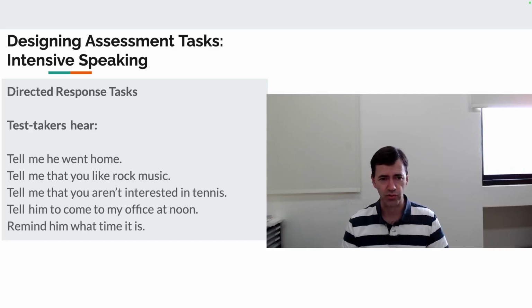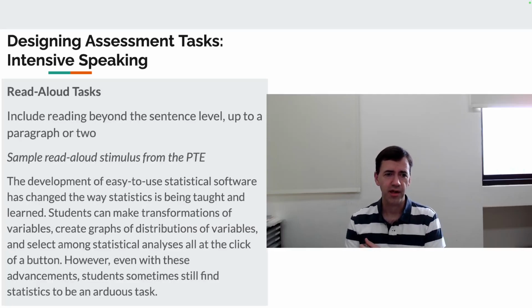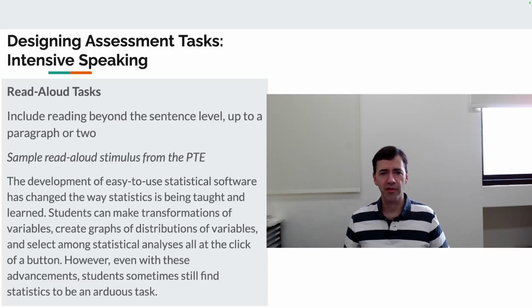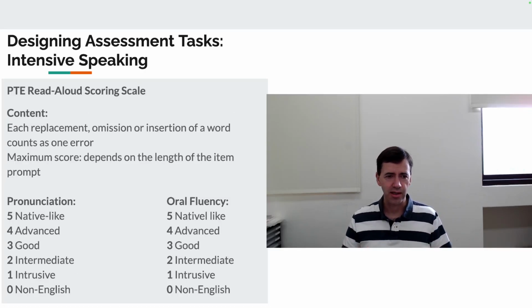Okay, the next one is a read aloud task. So this includes reading beyond the sentence level, maybe at most one paragraph or two. This is used on a lot of the standardized tests as well. This is from the PTE, the Pearson Test of English. And there's an example here. So students have to read it, and then they're scored like this.